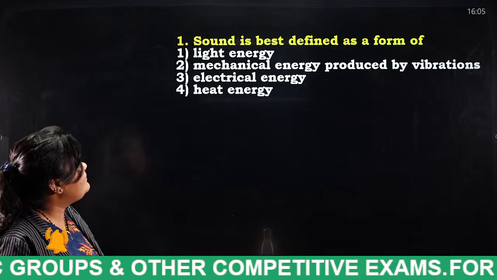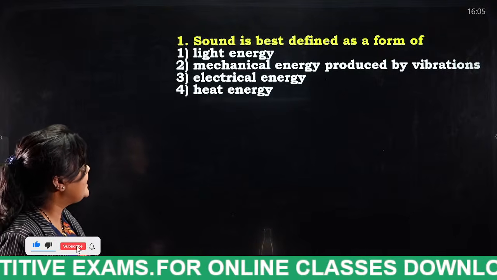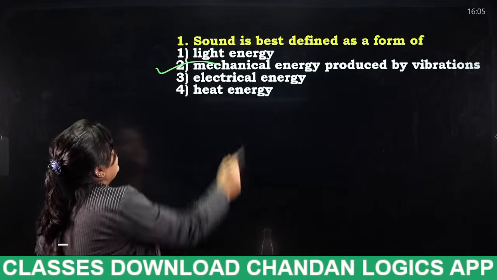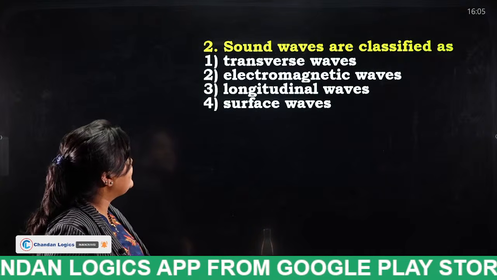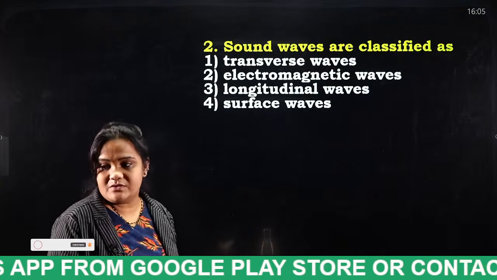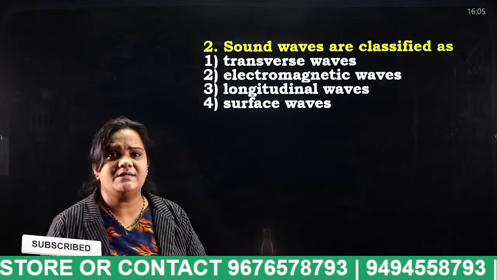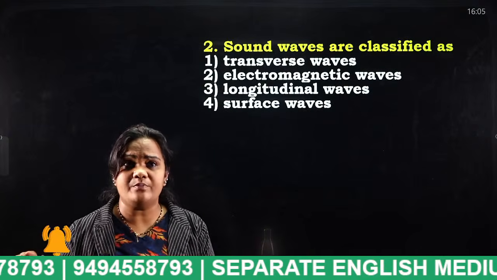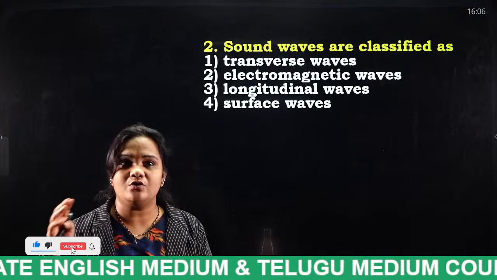Sound is best defined as: a form of light energy, mechanical energy produced by vibrations, electrical energy, heat energy. Very good, very good. Next. Sound waves are classified as: transverse waves, electromagnetic waves, longitudinal waves, surface waves. Yes, come on students. If you know the answer, mention it in the comment section. Even in the options, if the right answer has two options, you can mention those two answers also.